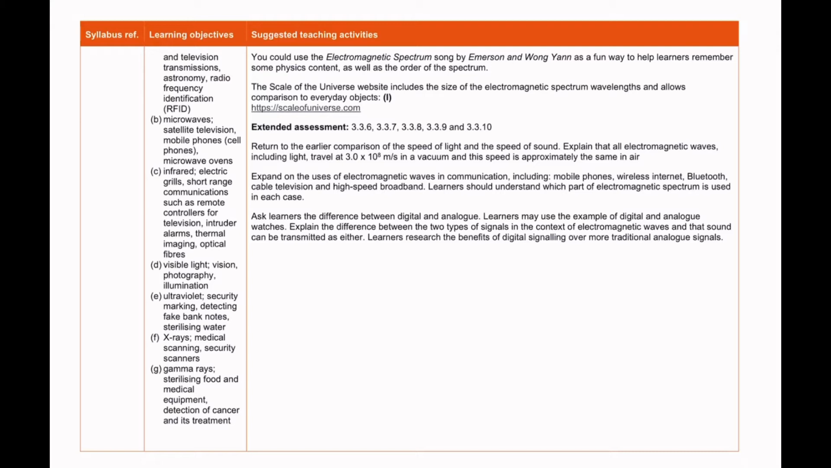Visible light: vision, photography, illumination. Ultraviolet: security marking, detecting fake banknotes, sterilizing water. X-rays: medical scanning, security scanners. Gamma rays: sterilizing food and medical equipment, detection of cancer and its treatment.